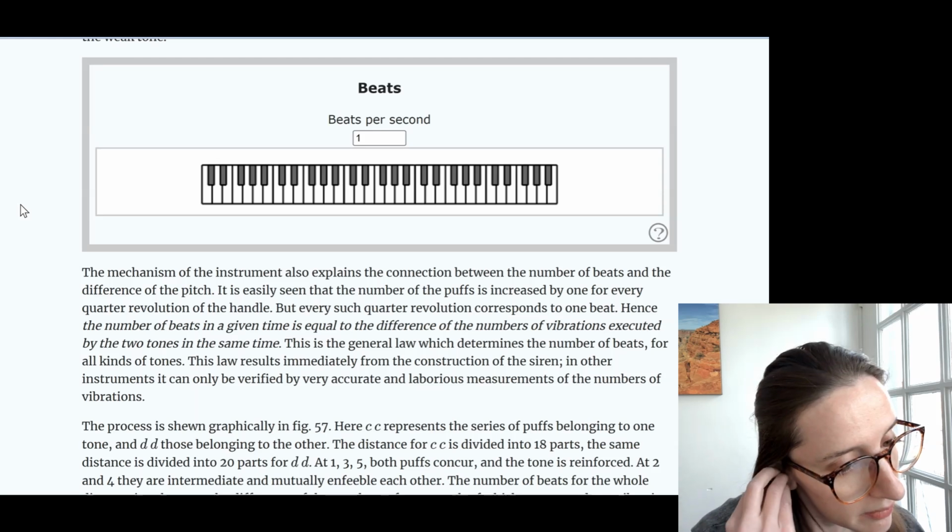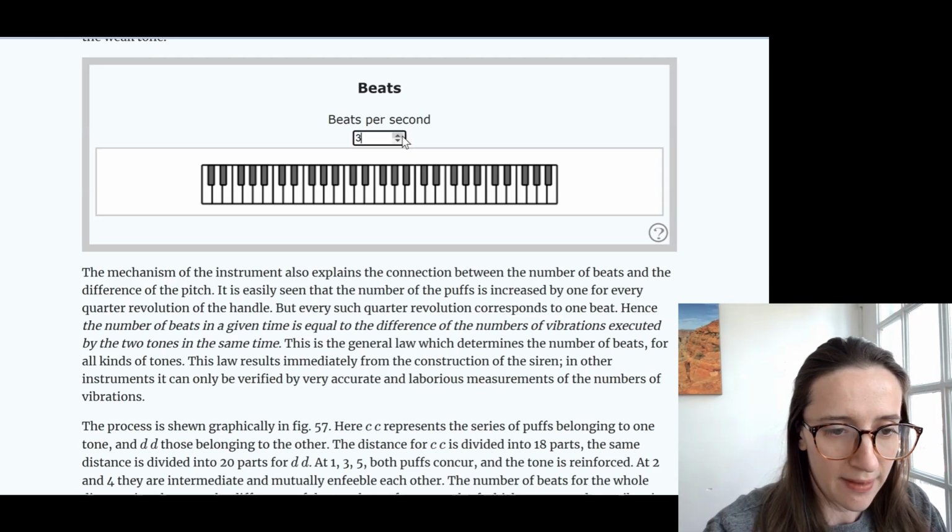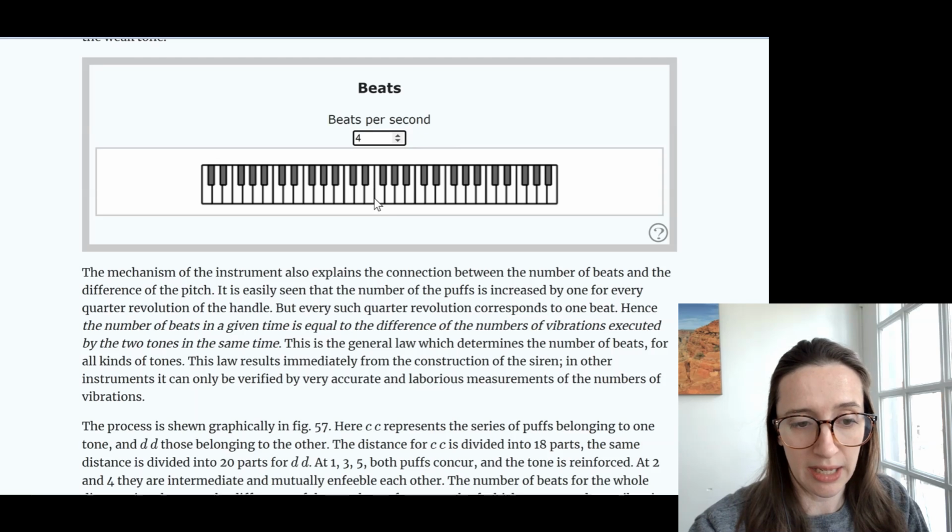Let's listen. Here's 4 beats in 1 second.